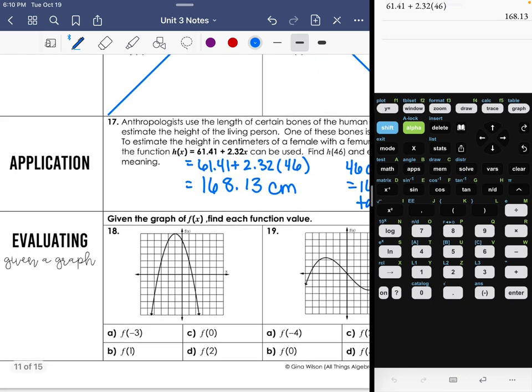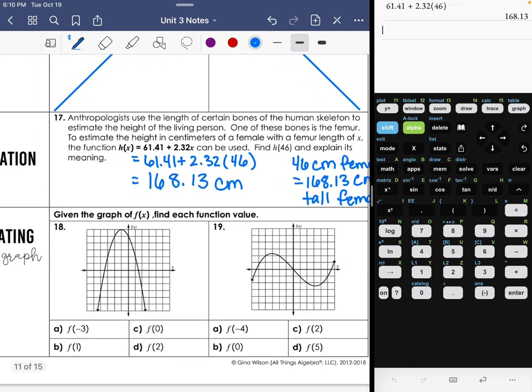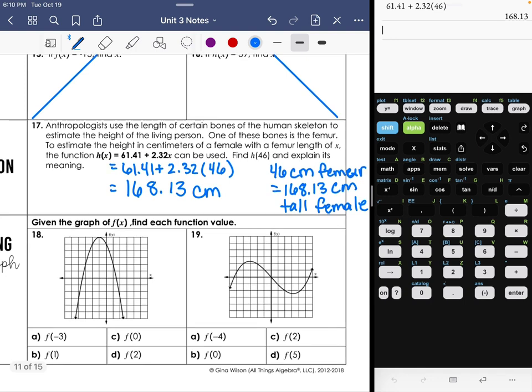On the last part here, we're evaluating given a graph. We kind of started this on the iExcel yesterday because you were given a graph and then you were told to find a missing number in the table. This is the same thing. So we know when it says f of a number that this number represents the x, and we are trying to find the y. That's what it's asking us to do.